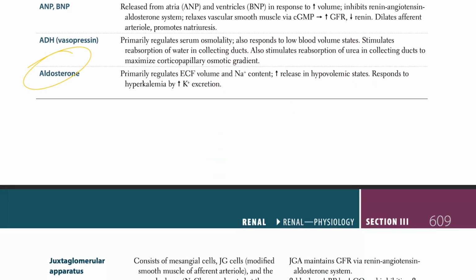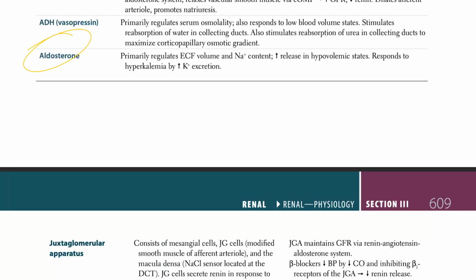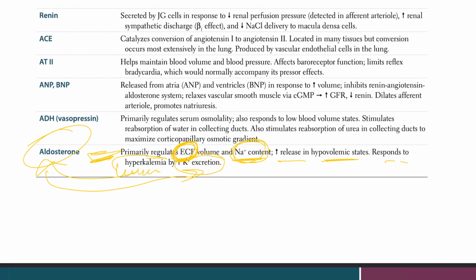But aldosterone now. Aldosterone regulates the extracellular volume and sodium content. Okay, increases release in hypovolemic states, responds to hyperkalemia by increasing in excretion. So aldosterone responds to hyperkalemia, causes potassium excretion. That's the aldosterone, but also primarily you have to regulate the extracellular fluid volume and sodium content. So I guess I'm pretty clear on this one.